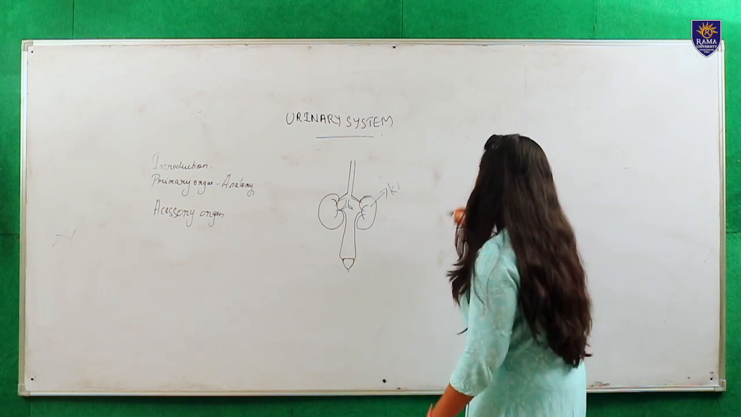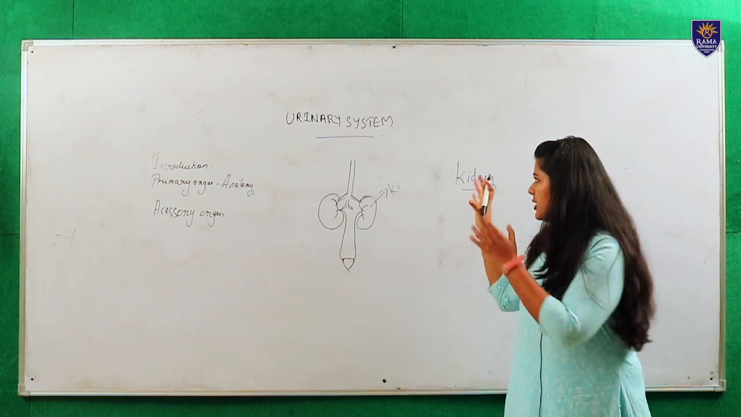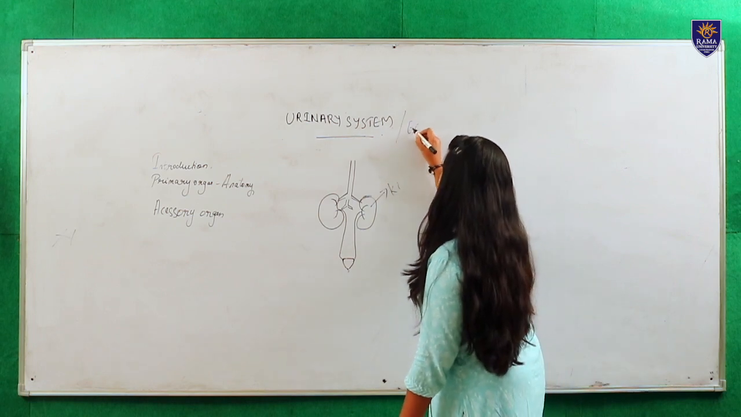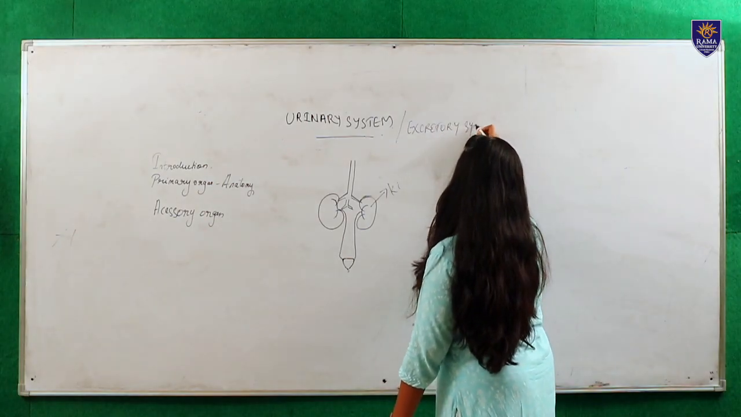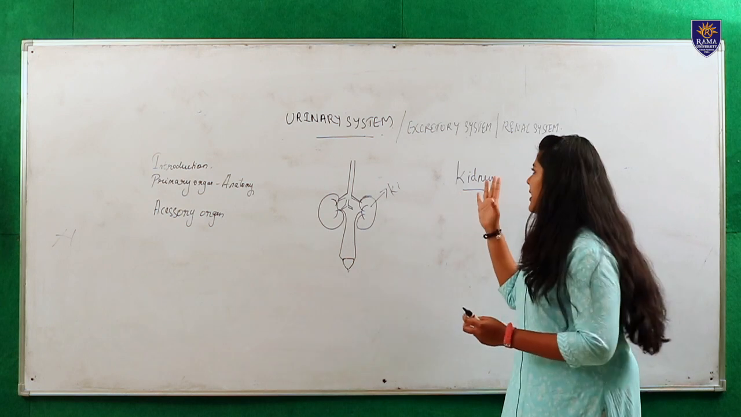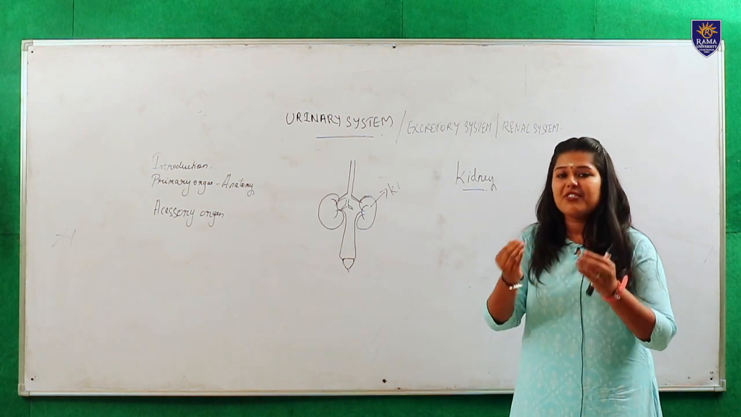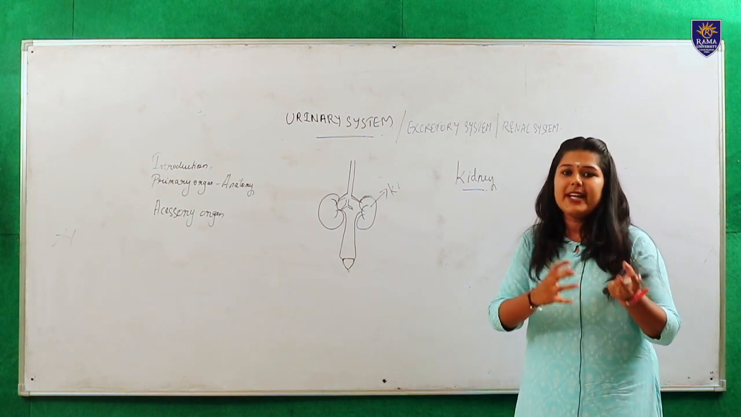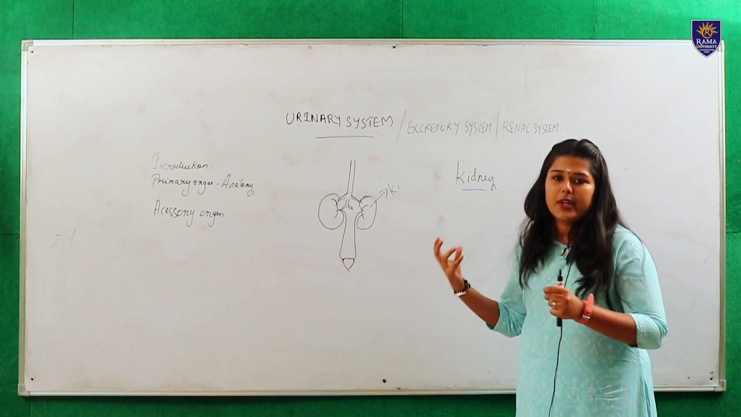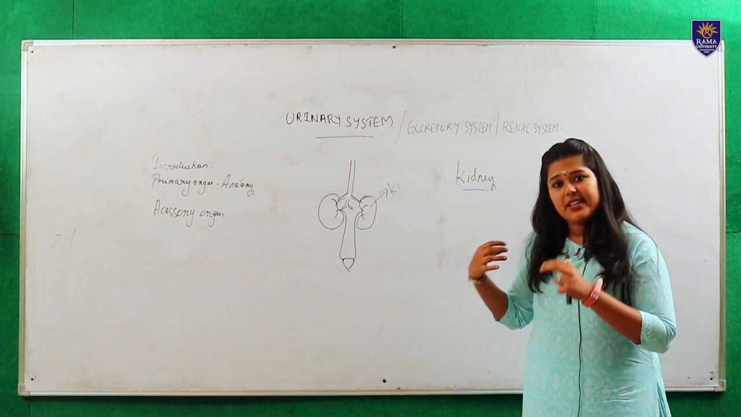The primary organ is the kidney. The kidney is actually the principal organ of the urinary system, and this urinary system is also known as the excretory system or renal system. The principal function of the kidney is removal of toxins from blood, filtering or purifying the blood, and finally providing excretory substance, that is waste, that will be excreted in the form of urine. All the metabolic wastes in our body will finally be excreted in the form of urine.